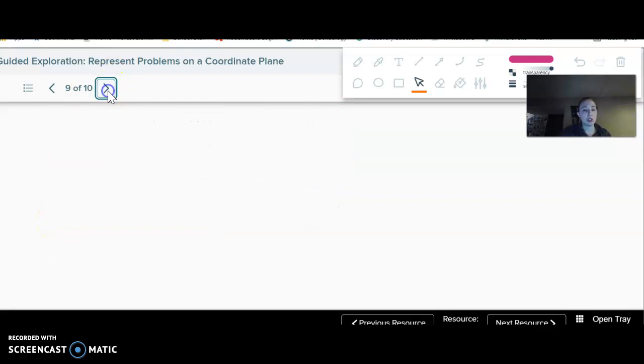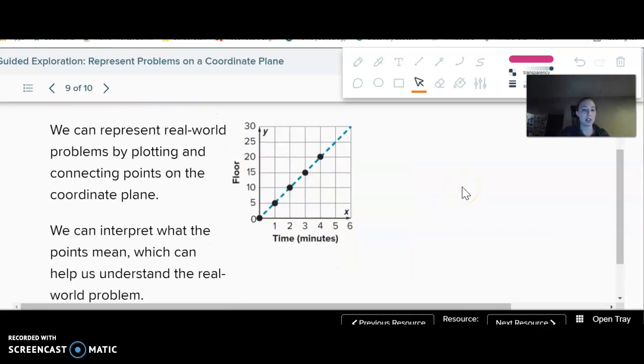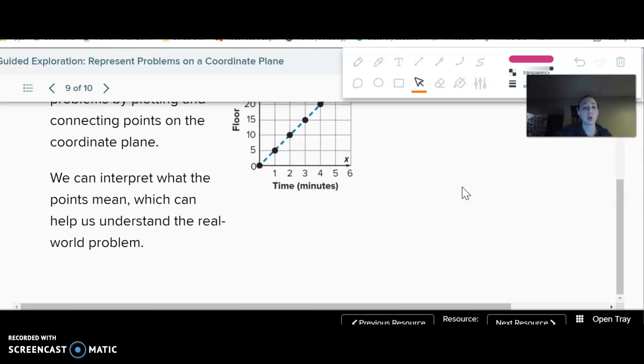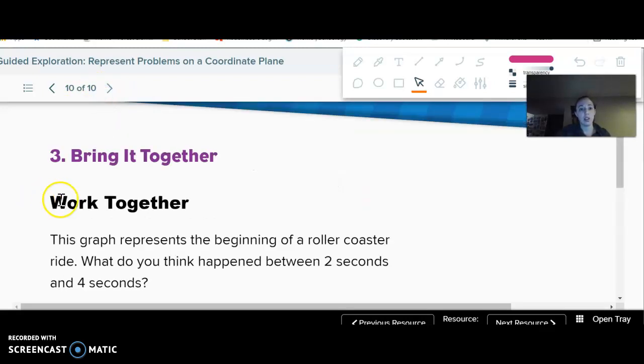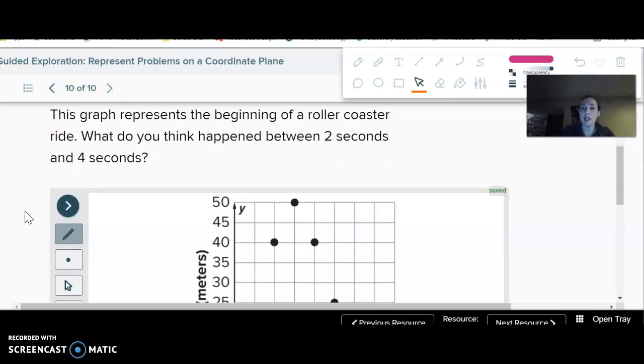6 minutes to reach the floor. So we can represent real-world problems by plotting and connecting points on the coordinate plane. Coordinate plane is just like the graphing area. We can interpret what the points mean, which can help us understand the real-world problem. So I'll do this one, and then I have some questions for you to try.